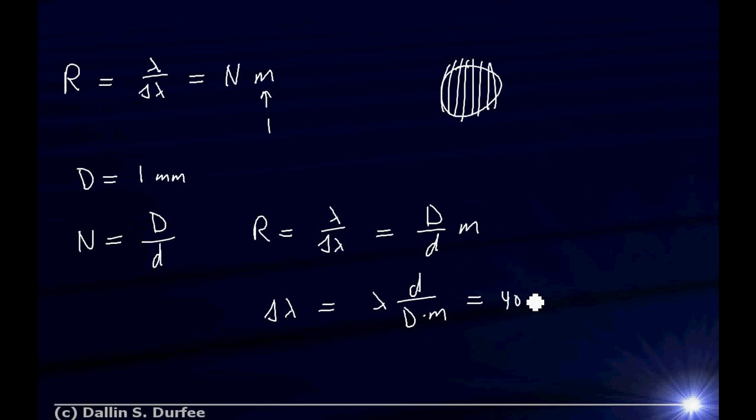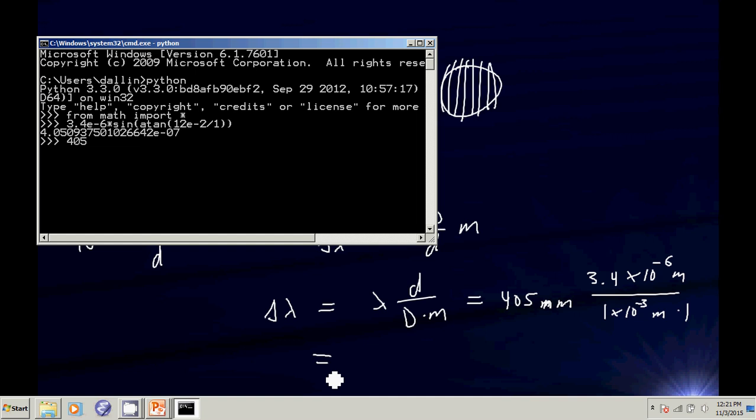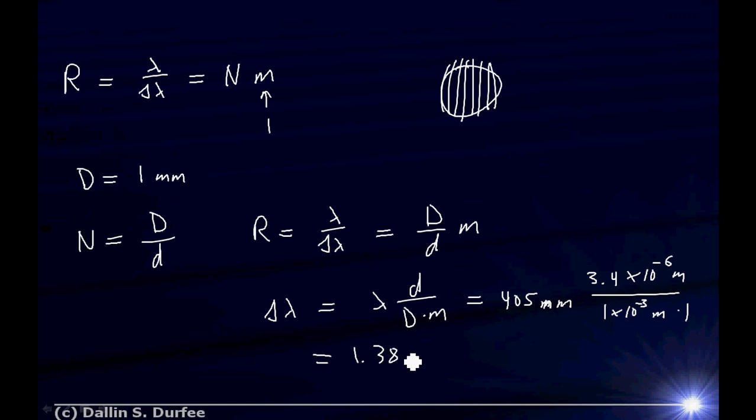All right, and we said this is 405 nanometers. And the spacing was 3.4 times 10 to the minus 6 meters. And the diameter of my laser beam was 1 times 10 to the minus 3 meters, and then m was just 1. All right, so we plug that into my calculator. Let's just do this in nanometers. These units are going to cancel out. So 405 nanometers times 3.4 times 10 to the minus 6 divided by 1 times 10 to the minus 3. There we go, 1.3738. 1.38 nanometers. So I really haven't measured the wavelength very well.